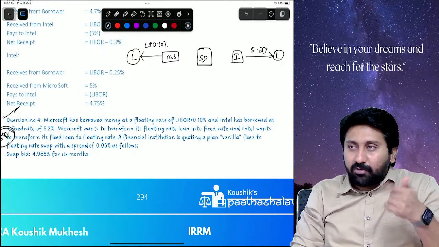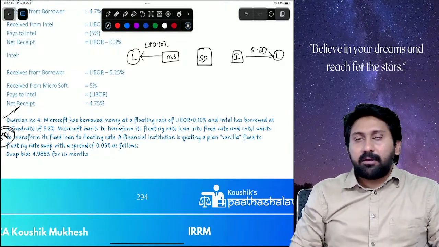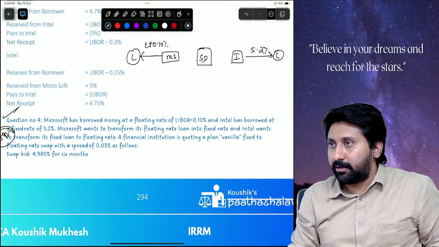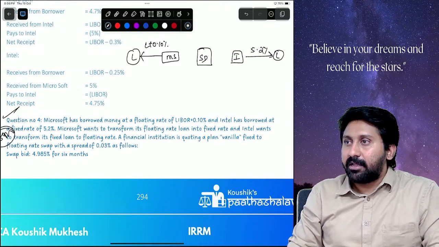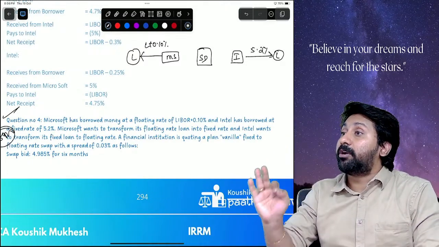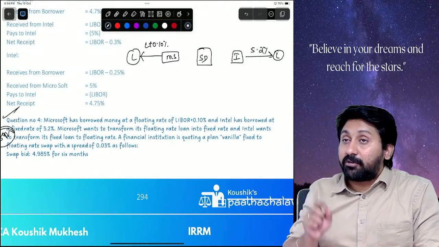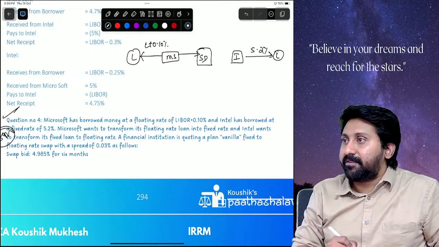What do you really want? What does Microsoft really want? Let us first discuss Microsoft, then we go to Intel, and lastly combine both. Tell me, what does Microsoft really want? Fixed. Tell me, is it paying floating or fixed now? It wants to pay in fixed.